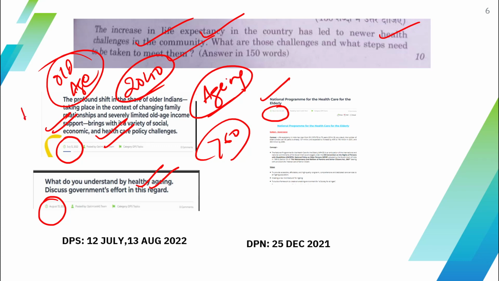If you are following the daily practice sheet, you can easily tackle this question. You can easily tackle this question, guys. Let us move forward.